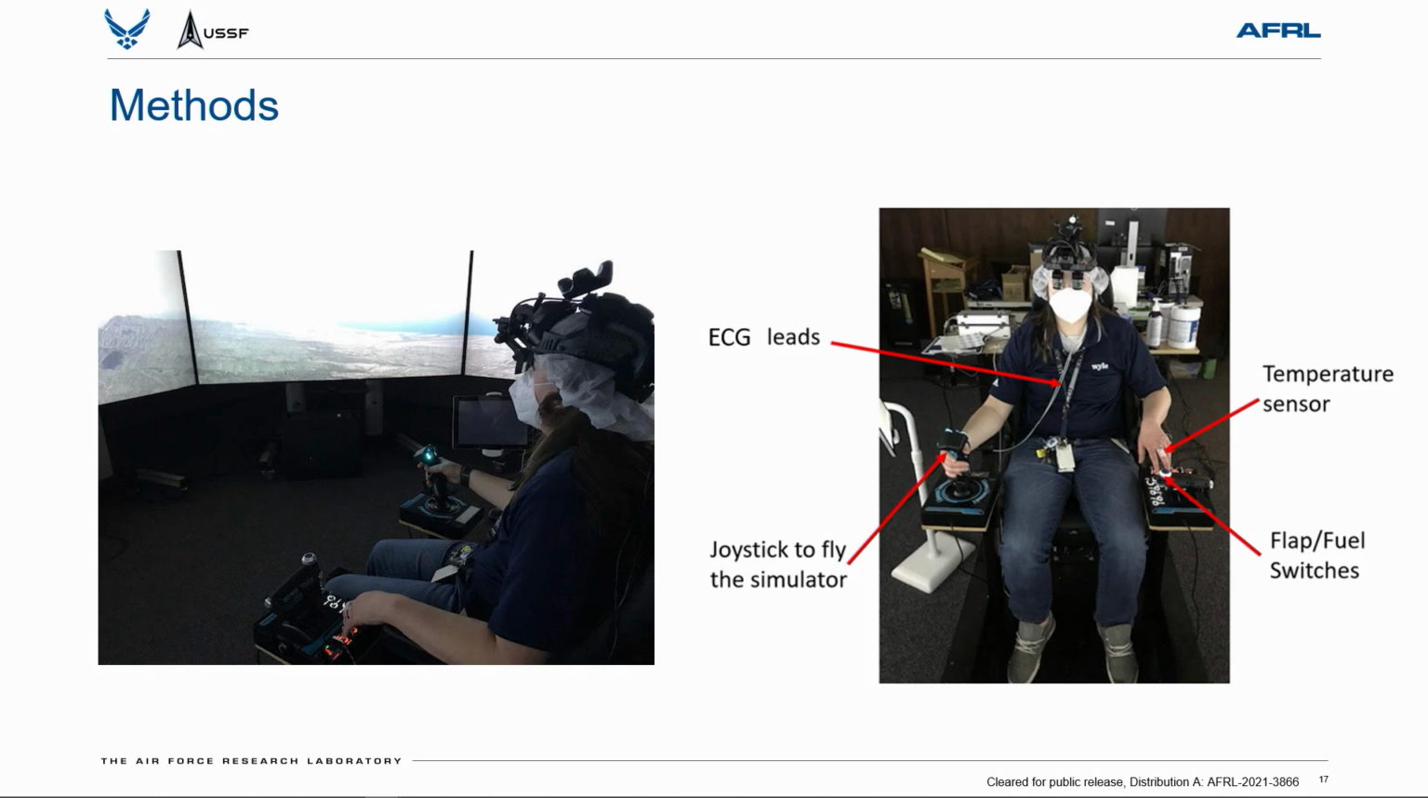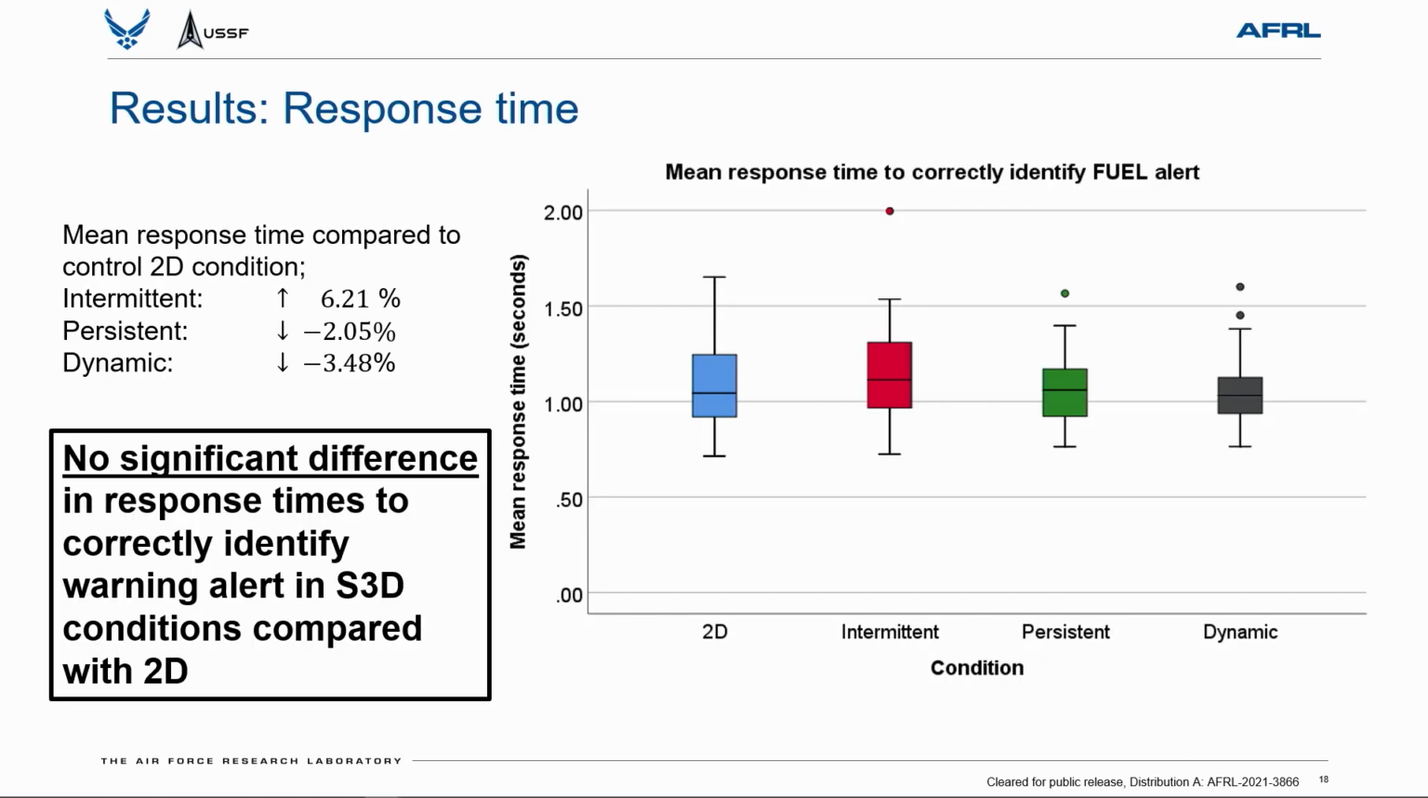So let's not beat around, let's go straight to the results. This is the mean response time to correctly identify the fuel warning symbol and dismiss it in each of the 4 conditions. And hopefully you can appreciate that they're pretty flat. There's not much difference between them. So adding stereo 3D to a warning alert symbol did not make it more unique. It did not change the response time to seeing it.